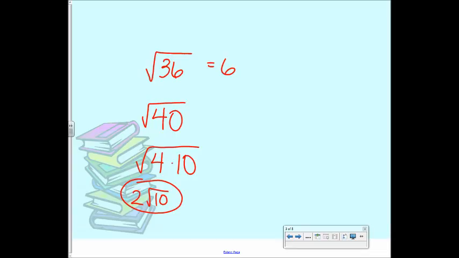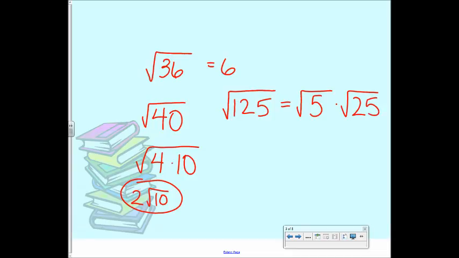So try that with, let's say we had, trying to think of another one. Let's do 125. What multiplication problem could you break that into? You could do 5 times 25. So instead of writing it as 125, I'm going to write it as root 5 times root 25. Are either of those perfect squares? 25. What's the square root of 25? 5. So the simplified radical version of this would be 5 root 5.